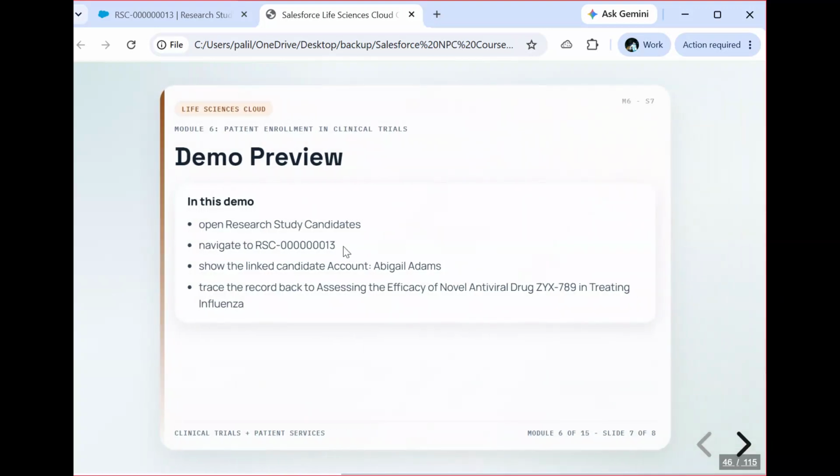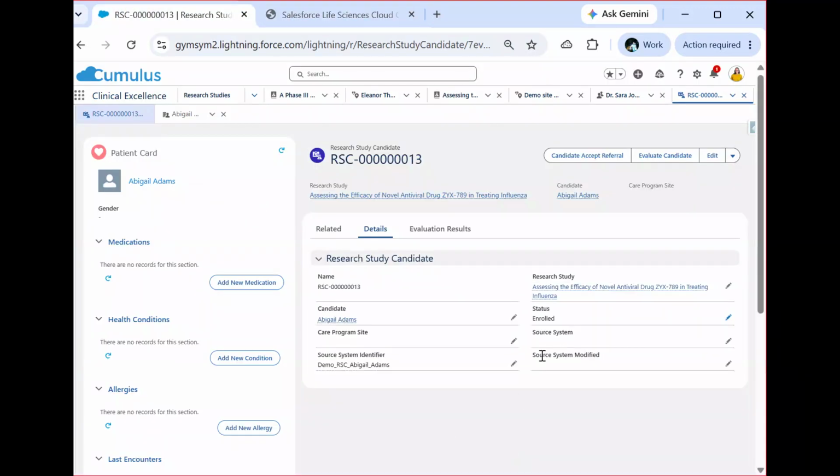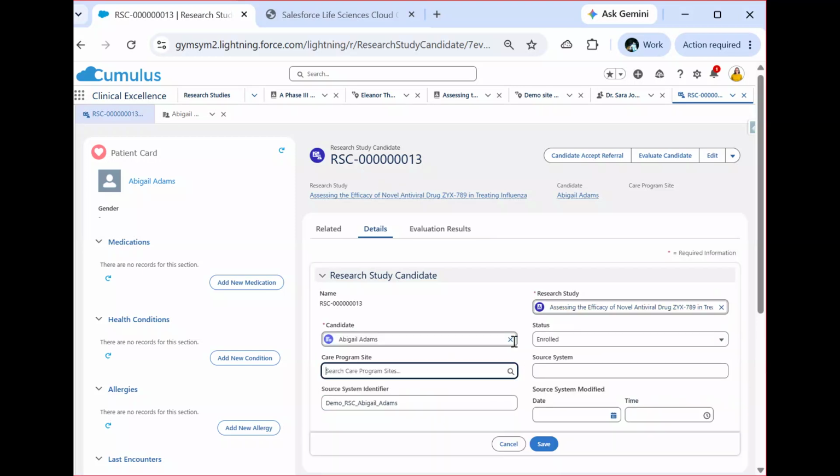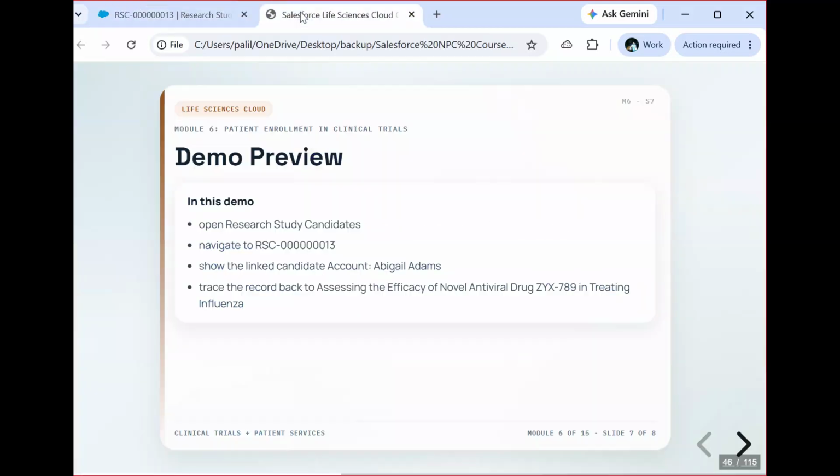So we just saw the research study candidate. Again, going back over here, if this particular research study is for a specific care program site, we can populate that over here. We can also specify the source system from where this particular candidate was sourced. Go back to presentation.